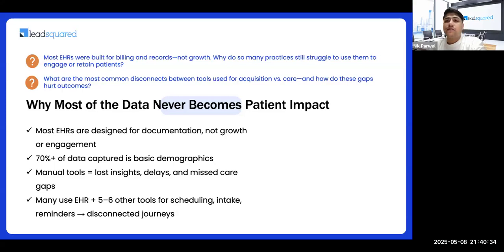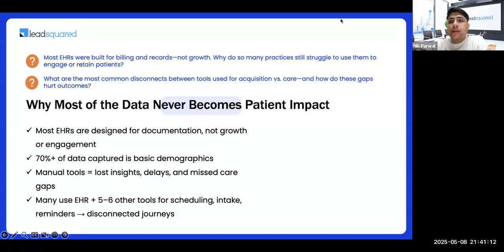It's not really being carried forward from a perspective of engagement, nurturing, providing follow-up information. And a lot of that, 70% plus of that data captured, is just basic demographics. We're not really capturing other key pieces of information that might help in their care journey or in their treatment plans. Most of the EHRs were typically built for streamlined billing, and so records could be maintained digitally, but not so much for growth.